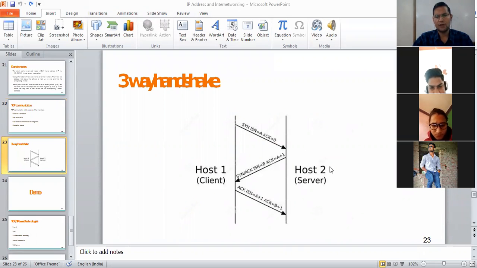Let's suppose this is host 1, this is host 2, this is the client, this is the server. SYN: ISN is equal to A, acknowledgement is equal to 0. Again SYN and ACK: ISN is equal to B, acknowledgement is equal to A plus 1. Then ACK: ISN is equal to A plus 1, ACK is equal to B plus 1. Let us try to understand this figure because we have completed the entire PPT.